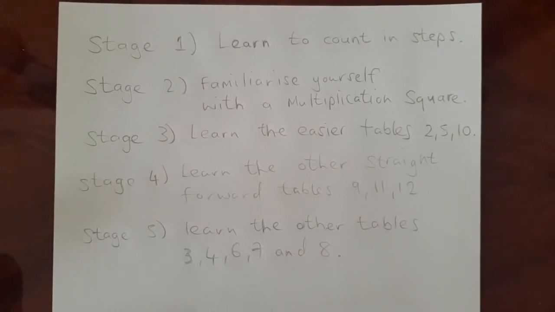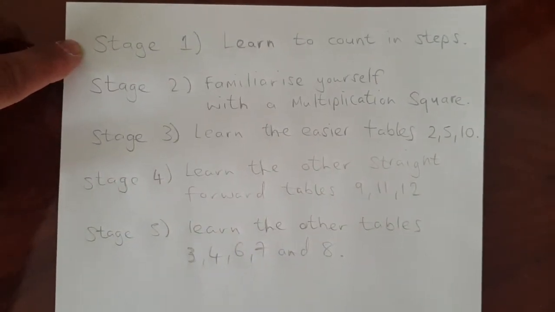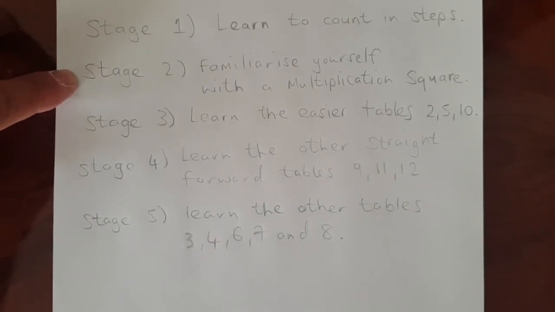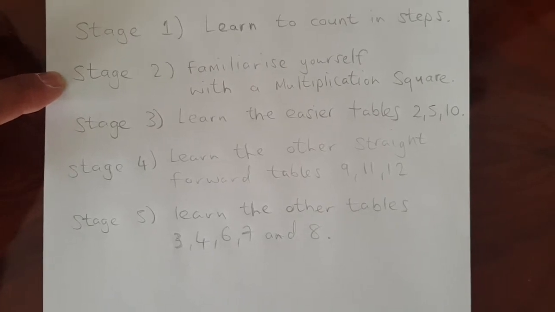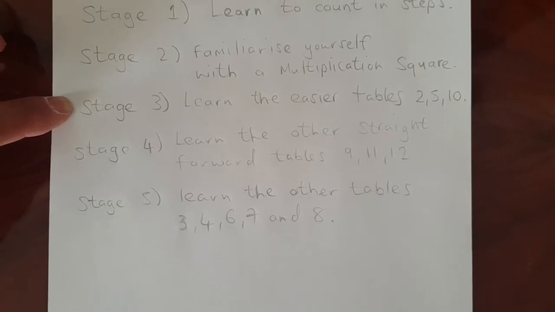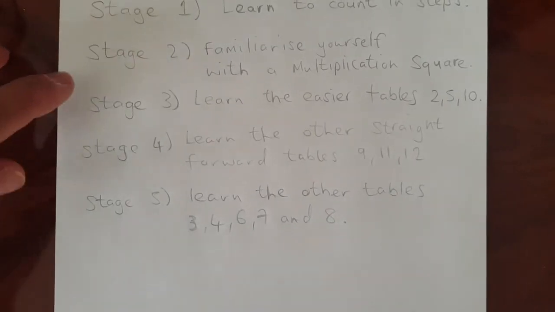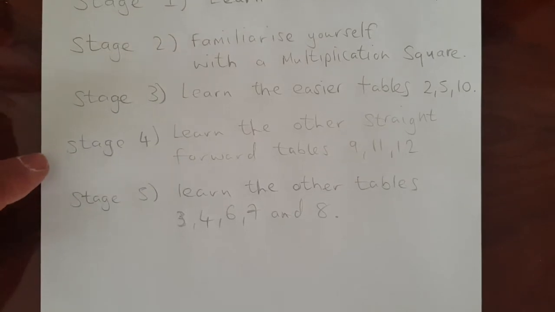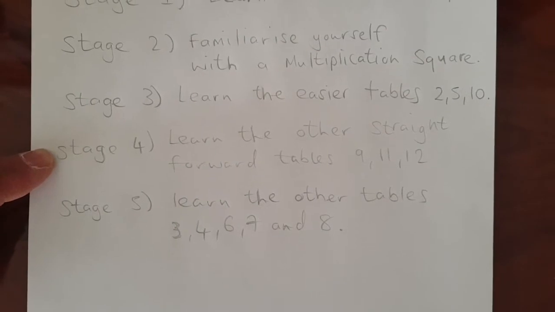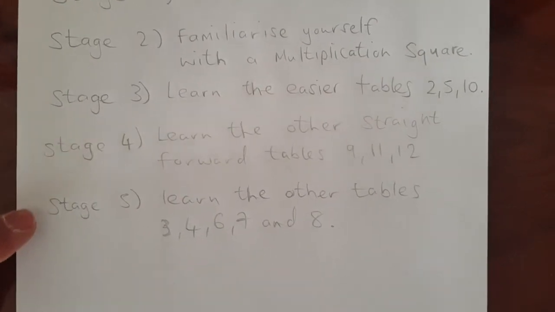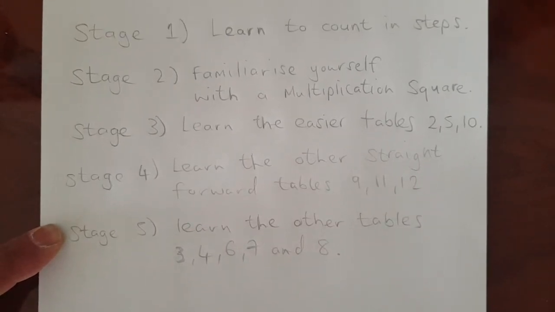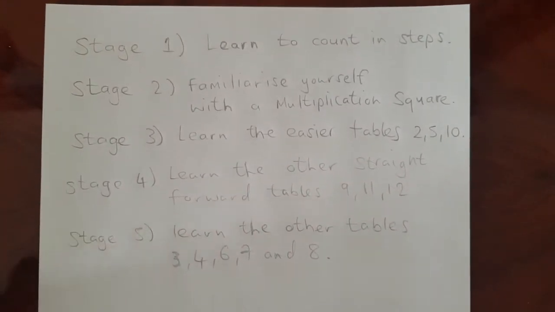Okay folks, so here are the stages again. Number 1, learn to count in steps. Stage 2, familiarize yourself with the multiplication square. Have a look at that, see the patterns and use that. Stage 3, learn the easier tables. That'll be the 2, the 5 and the 10 times tables. Stage 4, learn the other straightforward tables. That's your 9s, your 11s and your 12s. And stage 5, learn the other tables. 3, 4, 6, 7 and 8.